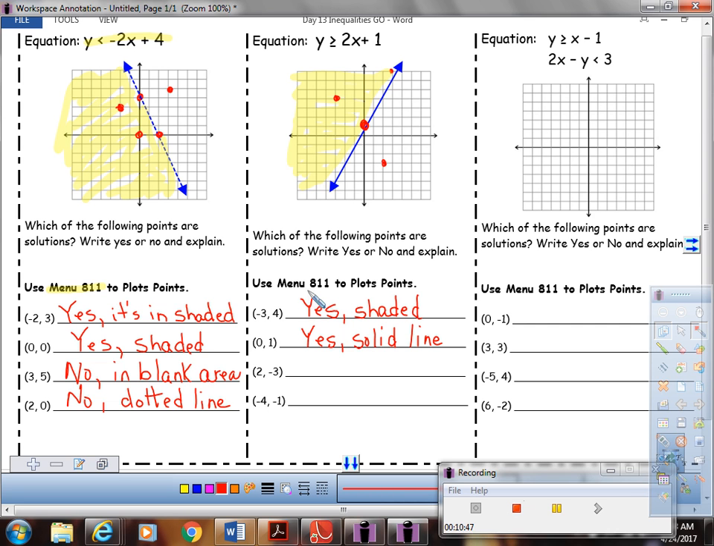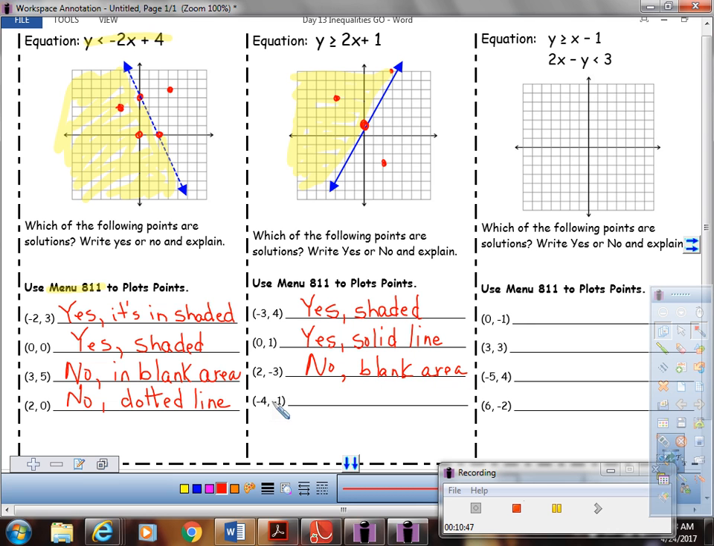How about the next one? Yes. No. Next one is no. Where did it end up? In the blank. In the blank also? So this one was no. So let's put blank, space or area, or whatever you want to call it.